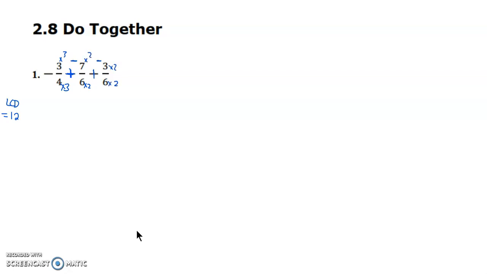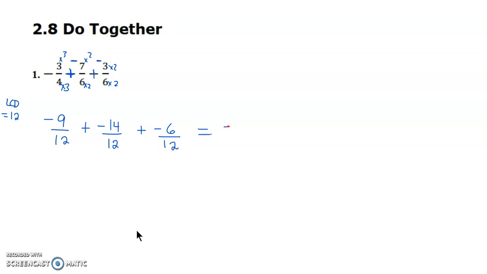And then we can rewrite. So this is going to be negative 9 twelfths plus a negative 14 twelfths plus a negative 6 twelfths.